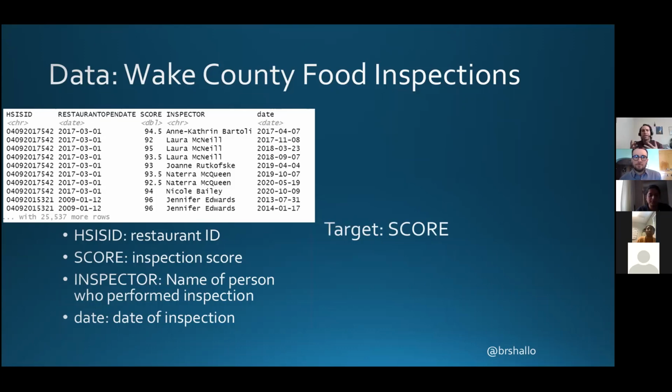Again, this is more of a made up toy problem, but maybe a potential use case would be that you want to prioritize which restaurants you need to go and inspect. If you think that they're going to have a really good score, you may say, I don't need to inspect them quite as frequently as ones that I'm concerned about. That's why you may want to predict what the score is going to be.